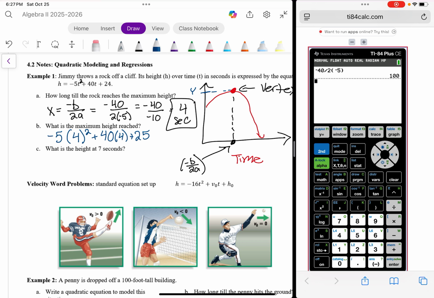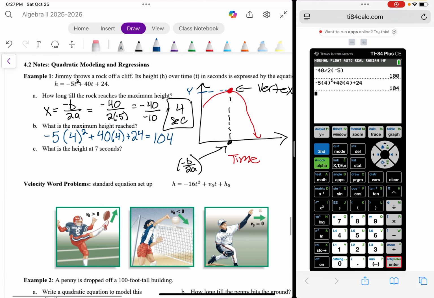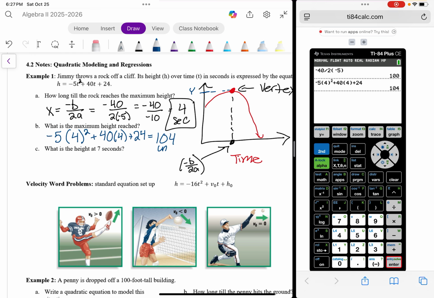And this you can just type into your calculator. Oh, that should be a 4, to get your answer. And again, you want to type it in the way it looks. So we have negative 5 times 4 in parentheses squared plus 40 times 4 plus 24. And that gives us 104. And I don't think it tells us the units, so we'll just put units.